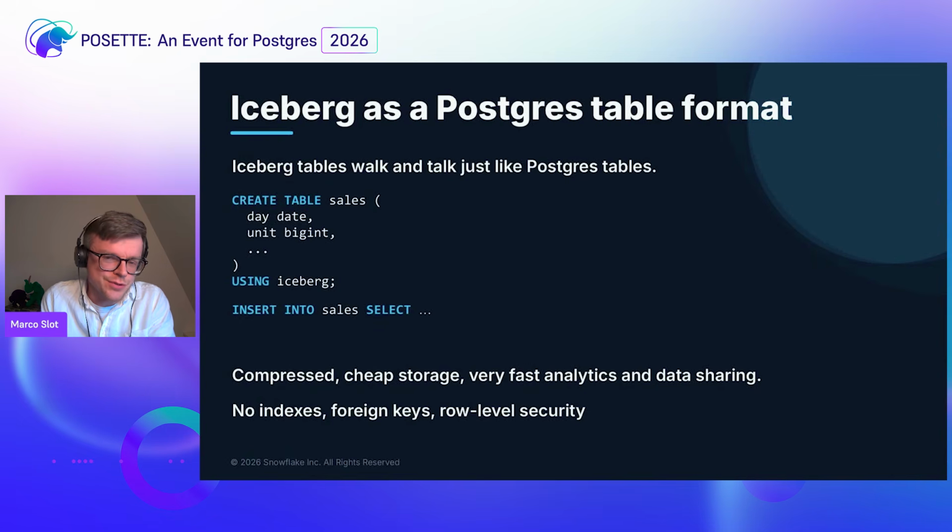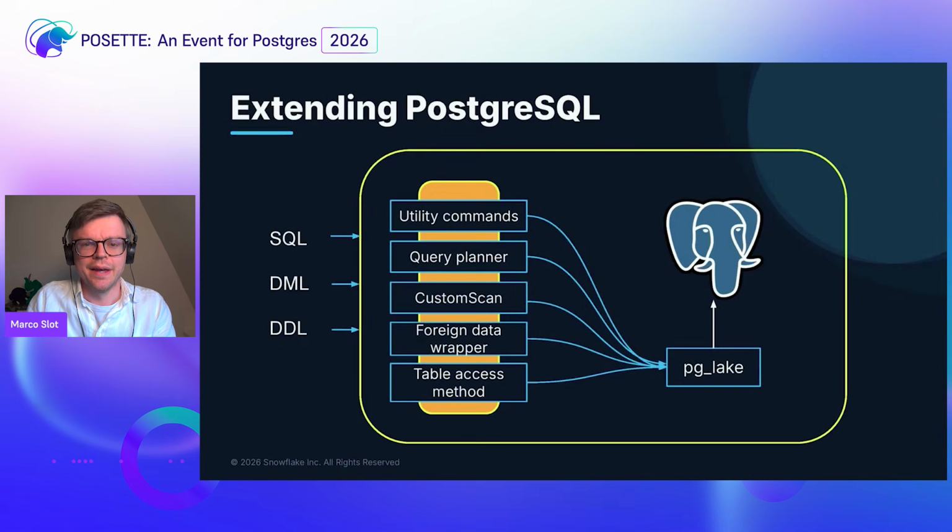Now, of course, there are some trade-offs. You don't get everything for free. A limitation of Iceberg tables in PG Lake is you don't have indexes, you don't have foreign keys, you don't have row-level security. Those are general limitations of Iceberg. Maybe there are actually proposals to add indexes as well, so maybe we'll have it in the future.